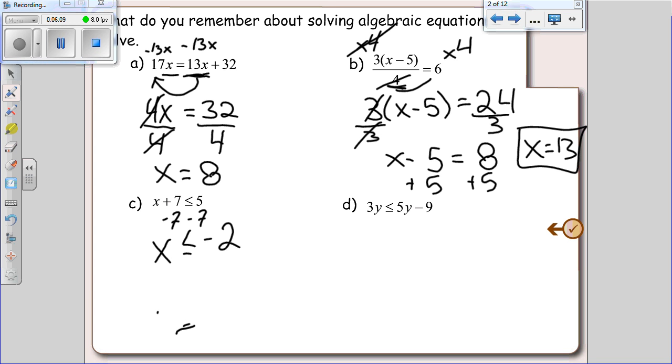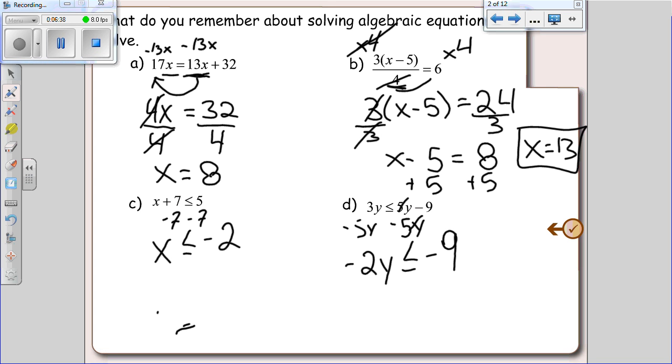This one. I'm going to move, actually I'll move the 5y over. I wouldn't normally, but I will here, because it'll show you something. So, subtract 5y from both sides. It cancels over here, and then we get -2y is less than or equal to -9. Yep, 3y minus 5y is -2y.